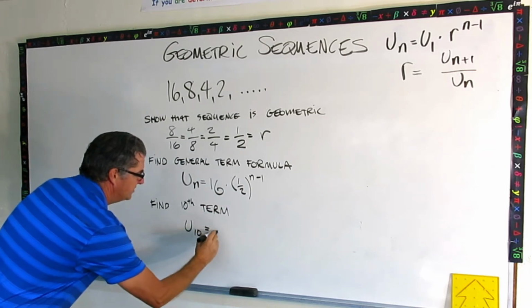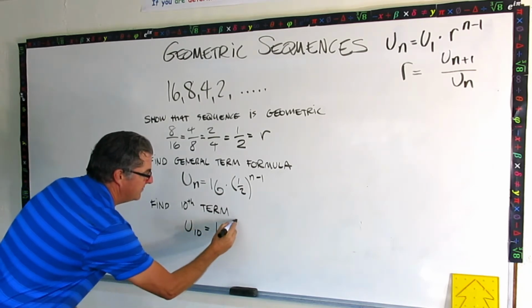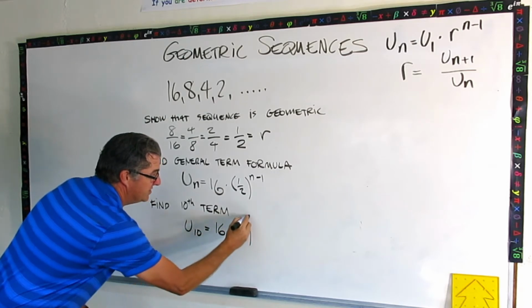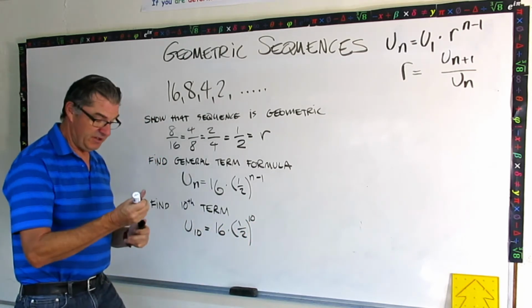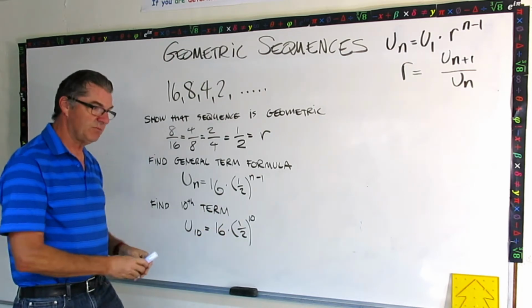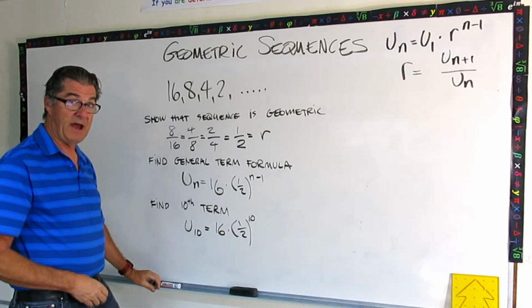u10 is going to be 16 times 1/2 to the 10th power. So I'm going to get out my calculator to do this. There's lots of different ways algebraically that you could do that. I'll be right back.